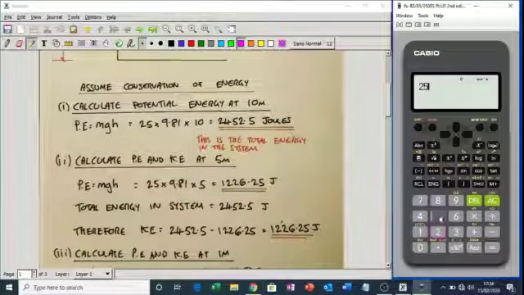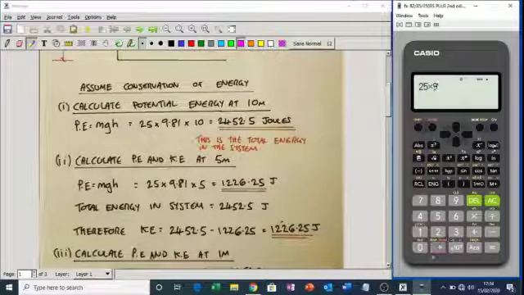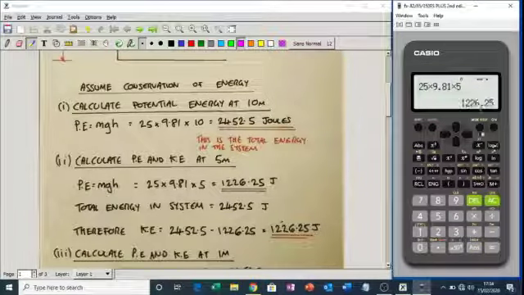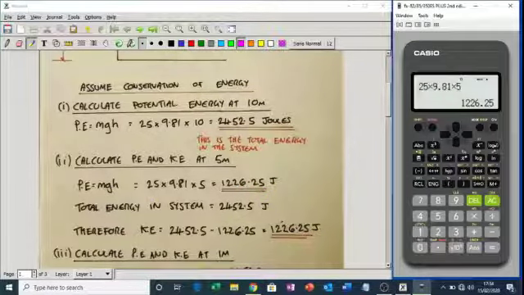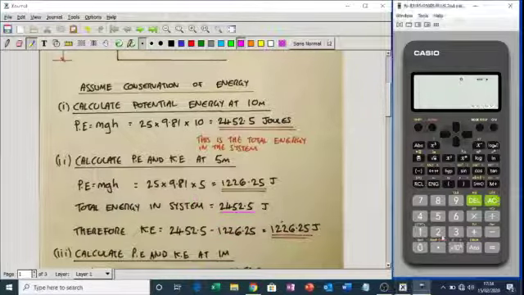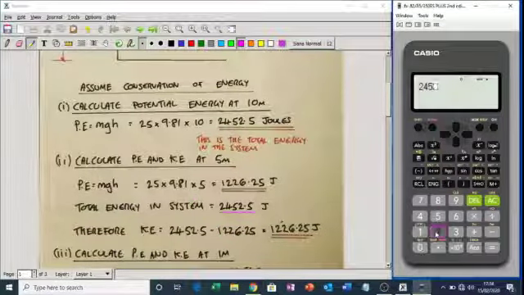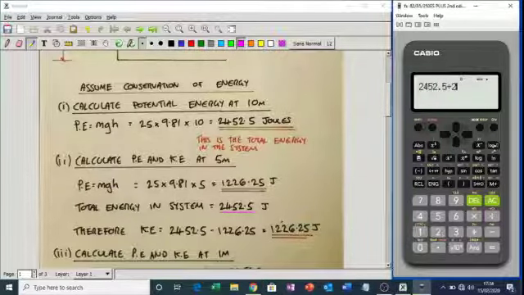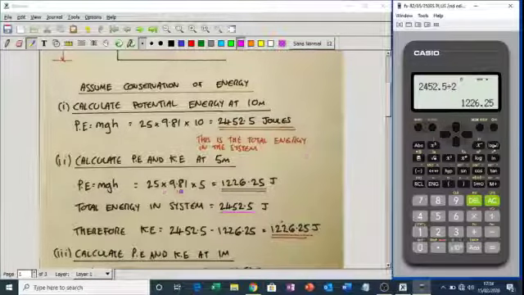So we'll do 25 times 9.81 times 5, which gives me 1226.25 joules. The total energy in the system is 2452.5, so what we could have done there is divide that by 2, because it's halfway down now. You'd get the same answer if you did it like this. It's halfway down, so divide that by 2. 1226.25. So that is the potential energy halfway down.